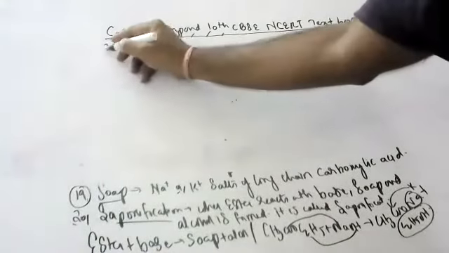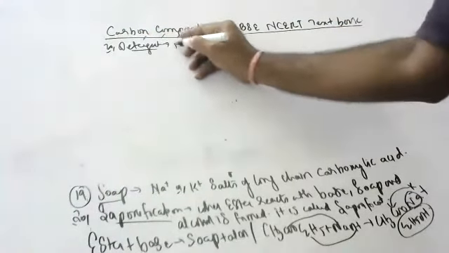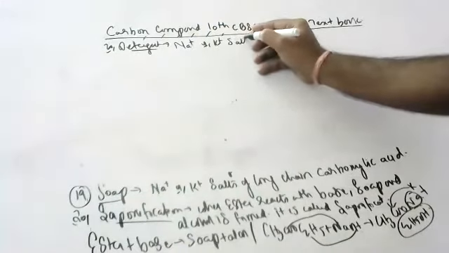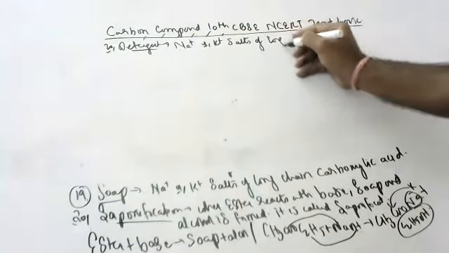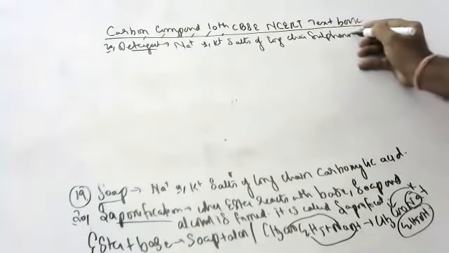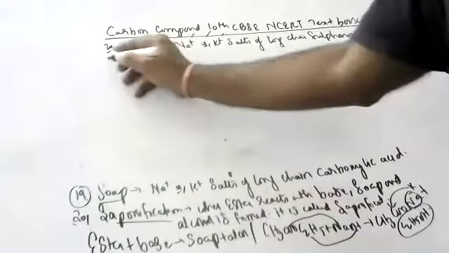Okay, next. Detergent. What is detergent, children? Sodium or potassium salts of long chain sulfonic acids are called detergents.